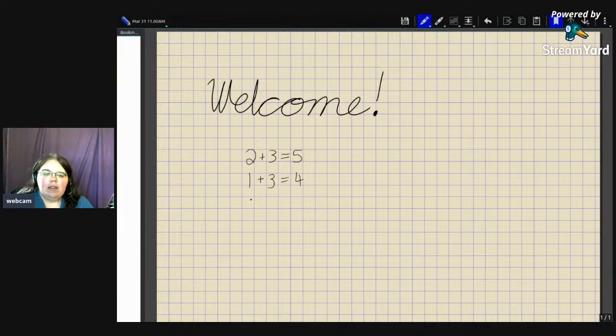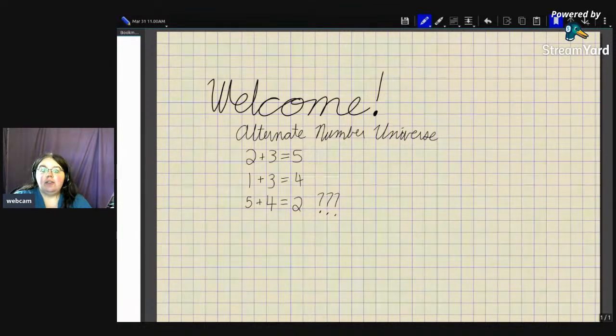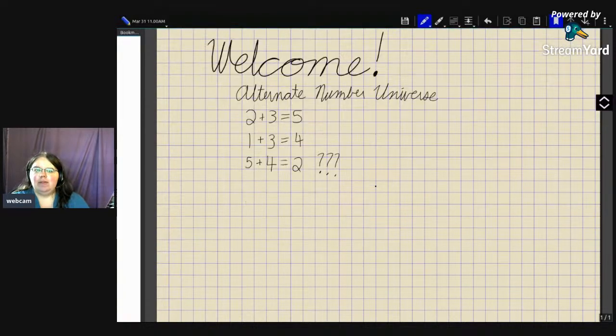Well, now on the other hand, though, here's one that's going to seem more alternate. 5 plus 4 equals 2. This should be making everybody go, huh? But remember, it's an alternate number universe. Now, it's actually an alternate number universe you're very familiar with. Yes, you've met this alternate number universe before, but I've never studied alternate number universes, some of you might be saying.